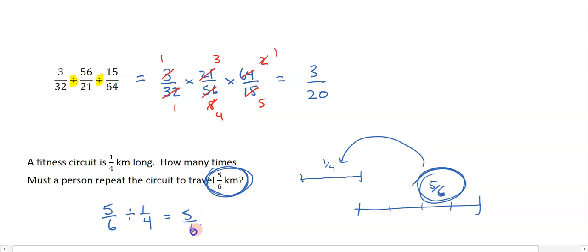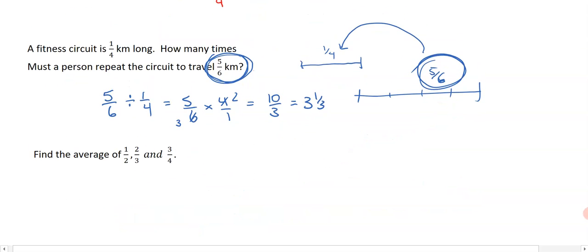So it becomes 5 over 6 multiplied by 4 over 1, do my canceling, and I'm going to get 10 over 3, which becomes 3 1/3. So I need to do 3 full 1/4 kilometer circuits and then 1/3 of the 1/4 circuit, which is 1/12 of a kilometer, to be able to complete 5/6.